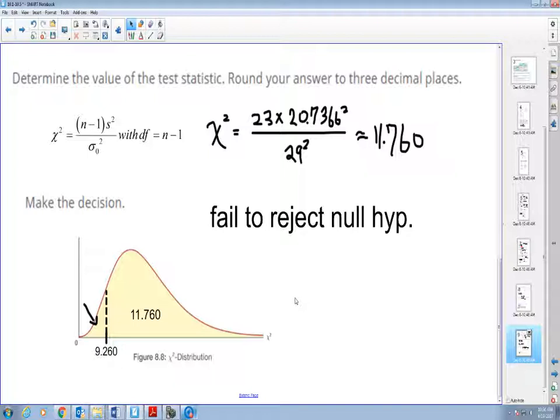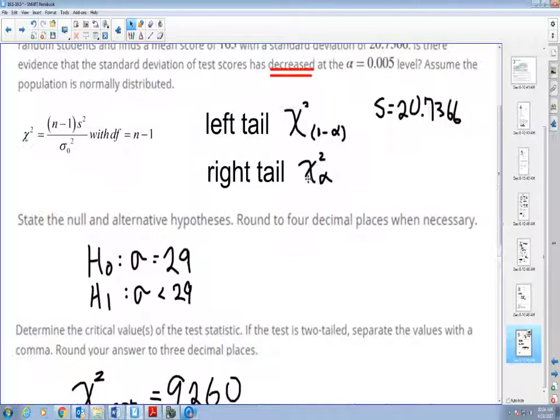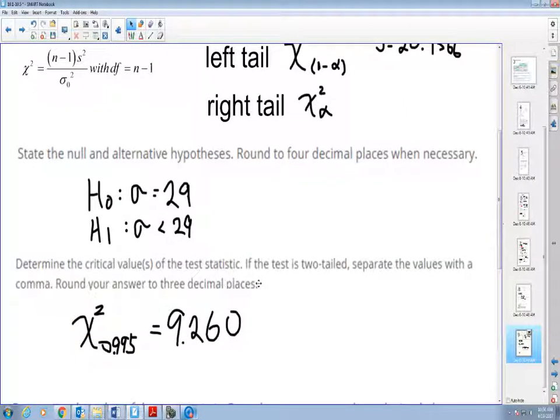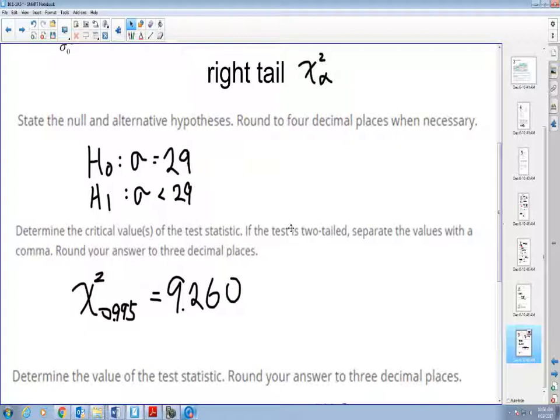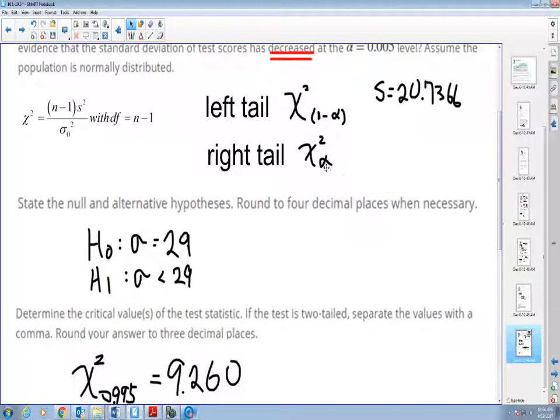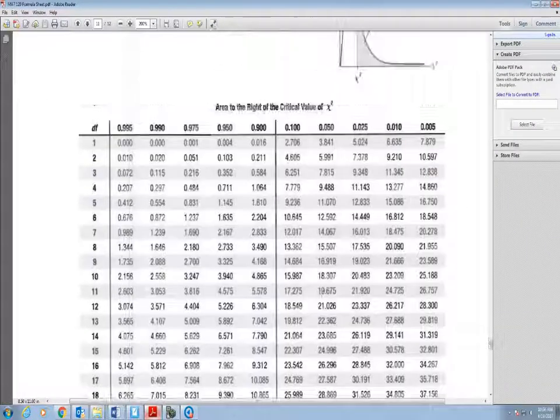Now, just be careful. I know this is difficult. This is a left-tail test, so if it's a right-tail test, we will use alpha. That means we will just look up 0.005 from the very beginning. And if it's a two-tail test, then I will need to look up the 0.005 and the 0.995 at degree of freedom 23. That's how we do the two-tail test.